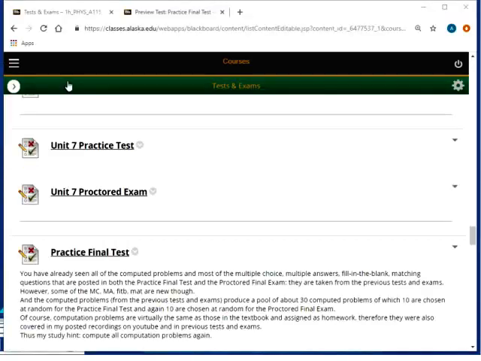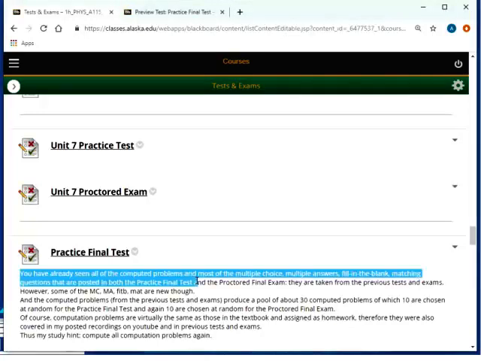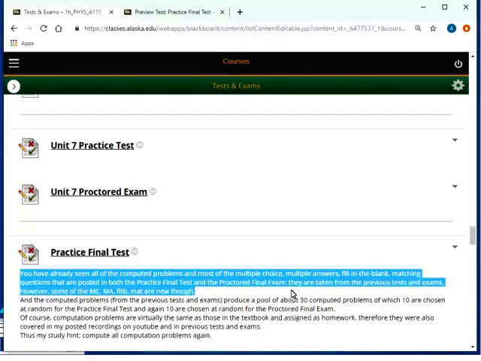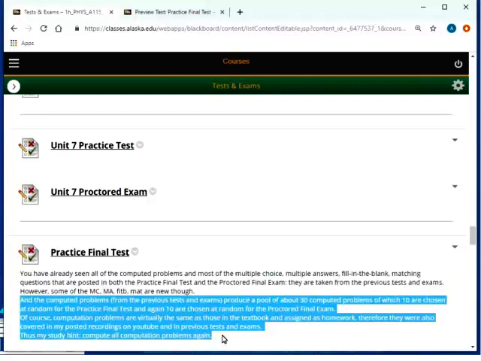This is the recording for the final practice test. First there's a disclaimer here, so please read through this. You've already seen all or most of these computer problems and most multiple choice, multiple answer, fill in the blank, matching questions that are posted in both the practice final test and the proctored final exam. They're taken from the previous test exams. However, there may be a few multiple choice, multiple answer, fill in the blank, matching questions that are new. This disclaimer about the computer problems, I will return to towards the end of this recording.